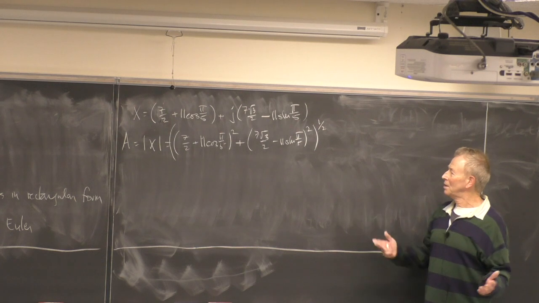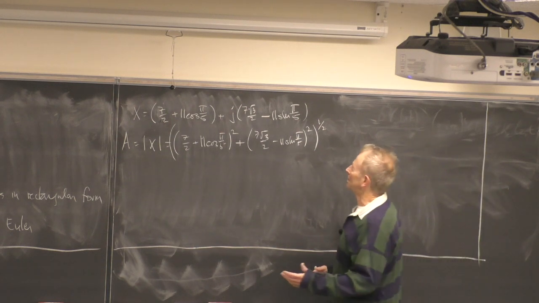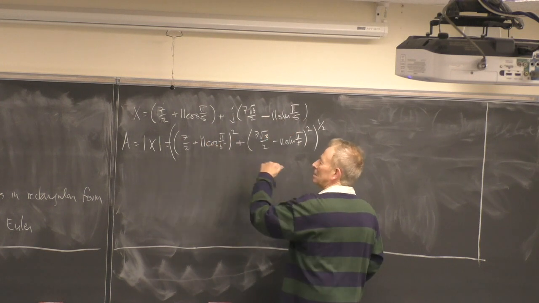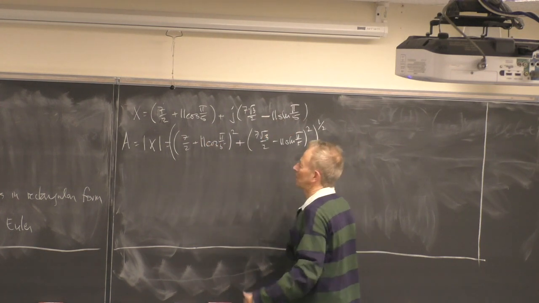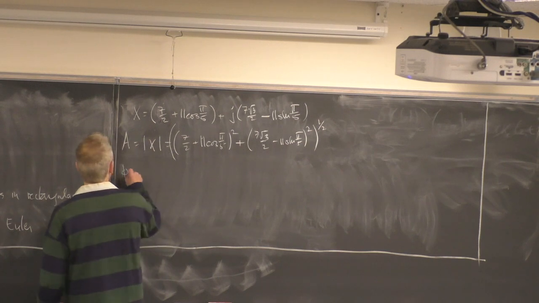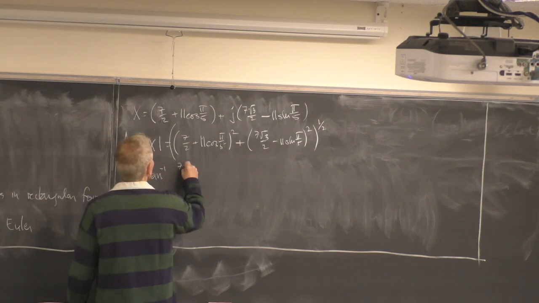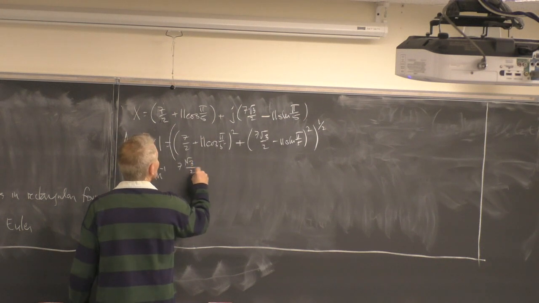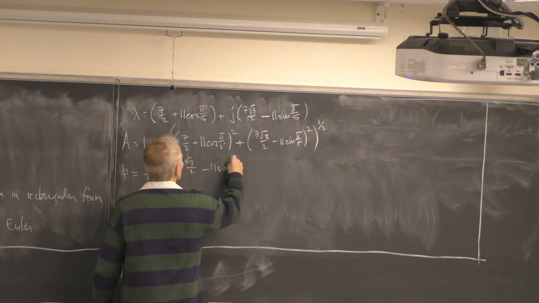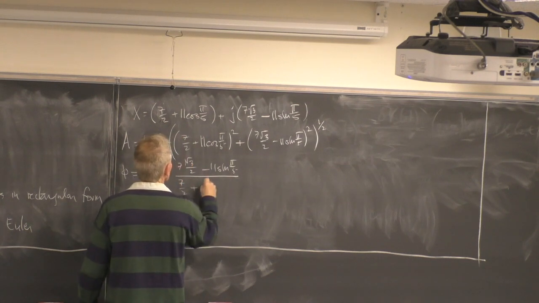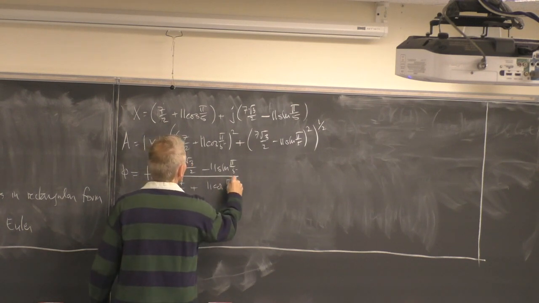And what's phi going to be? Phi turns out to be the arctan of imaginary part over real part, moved if necessary, so it's in minus pi to pi. So phi turns out to be tan to the minus 1 of 7 square root of 3 over 2 minus 11 sine pi over 5 divided by 7/2 plus 11 cos pi over 5.